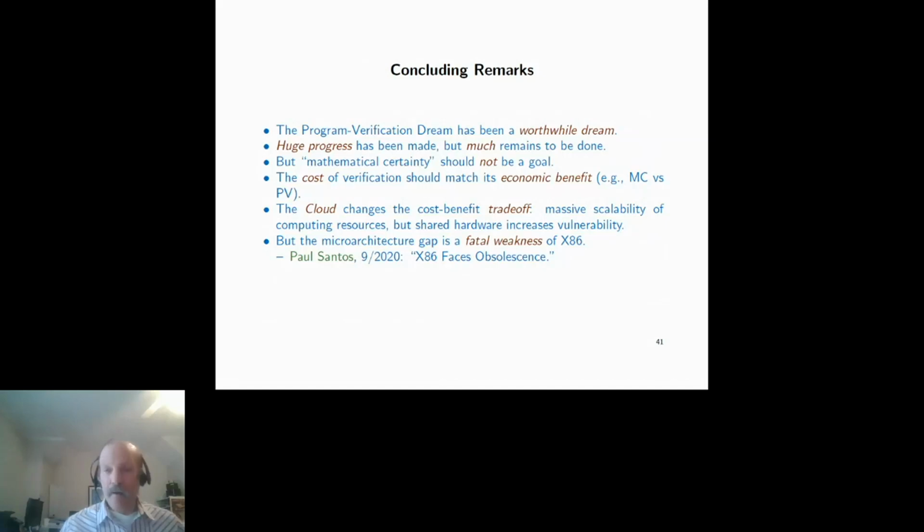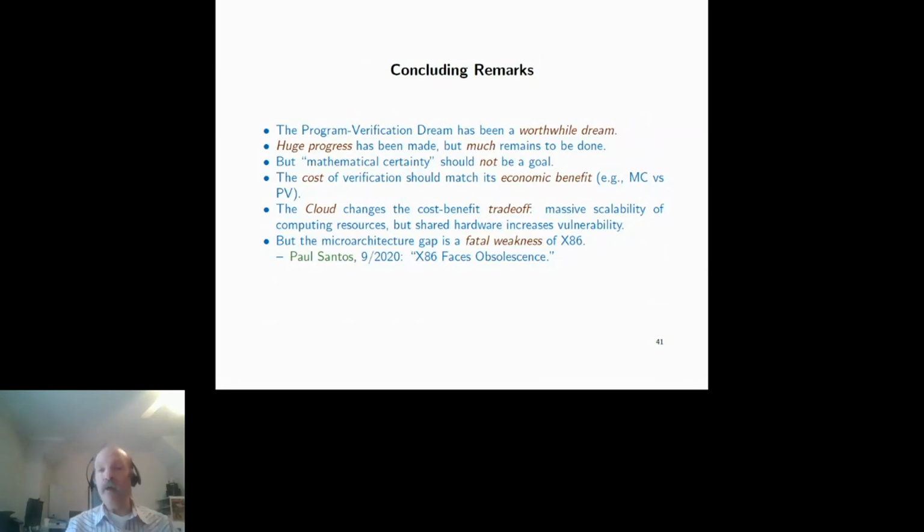Verification costs money, and the cost of verification should match its economic benefit. And so sometimes it makes sense to do model checking because that's good enough. Sometimes you want to do more and you do program verification. The cloud changes the cost-benefit trade-off. It creates massive scalability, so you amortize your expense over a much bigger computing base. So certain things that were not economical before become economical. So that's why AWS has an automated reasoning group, because of this change in the cost-benefit analysis.